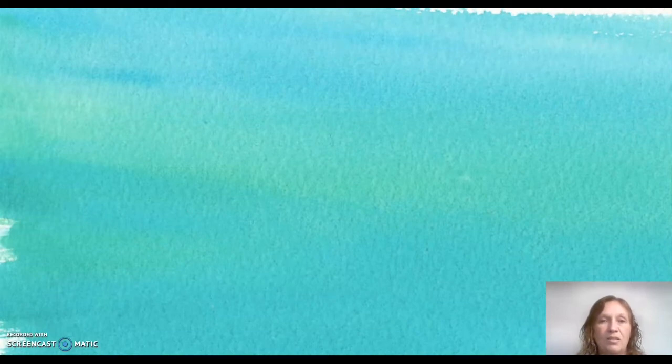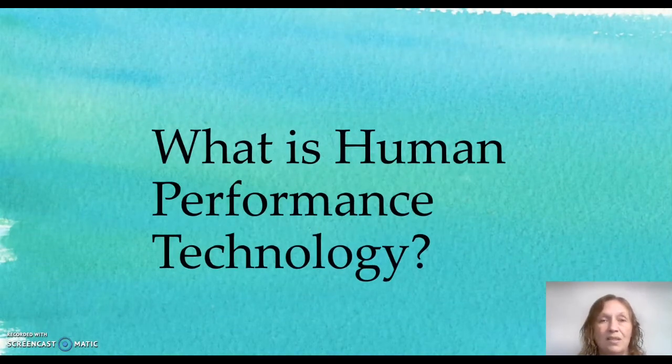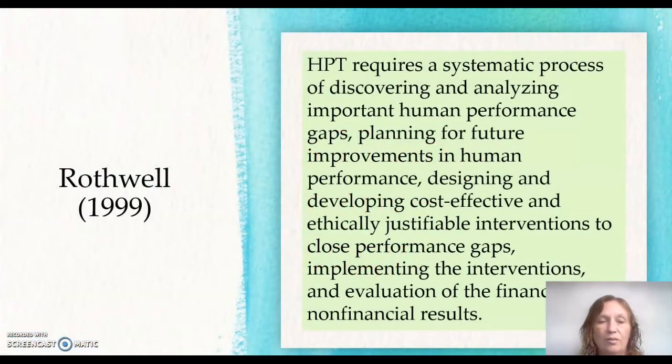Let's begin by discussing what is human performance technology. Rothwell defines HPT as a systematic process of discovering and analyzing important human performance gaps, planning for future improvements in human performance, designing and developing cost-effective and ethically justifiable interventions to close performance gaps, implementing the interventions, and evaluating the financial and non-financial results.